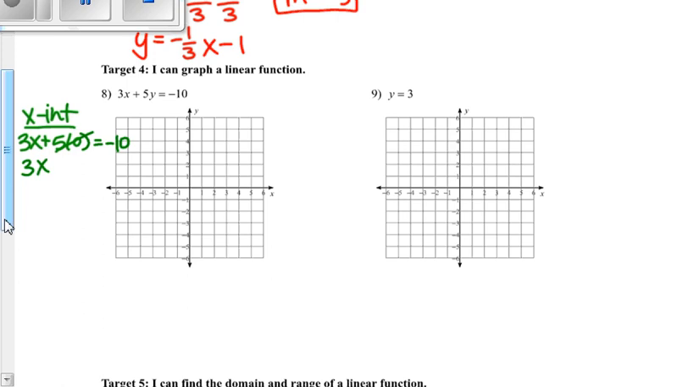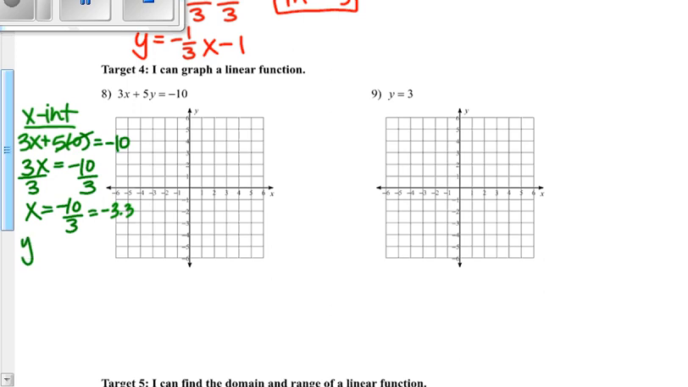So 3x equals negative 10. Divide by 3, divide by 3, and you get negative 10 thirds. Now if you could simplify that, you could do that, or if you also wanted, just throw it in your calculator to get the decimal, because we are going to be graphing, that would work as well. So I'm going to say that's negative 3.3.